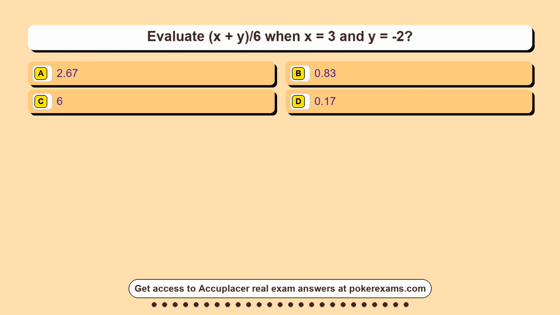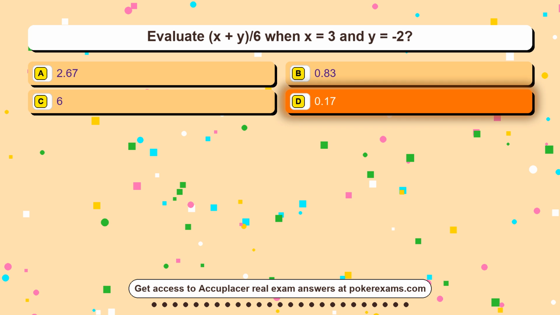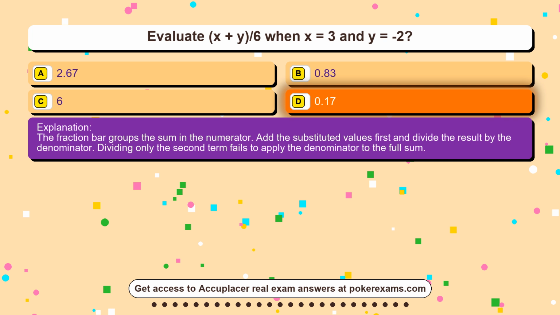Question 16. Evaluate (x + y)/6 when x = 3 and y = -2. Option A, 2.67. Option B, 0.83. Option C, 6. Option D, 0.17. The correct answer is option D, 0.17. The fraction bar groups the sum in the numerator. Add the substituted values first and divide the result by the denominator. Dividing only the second term fails to apply the denominator to the full sum.